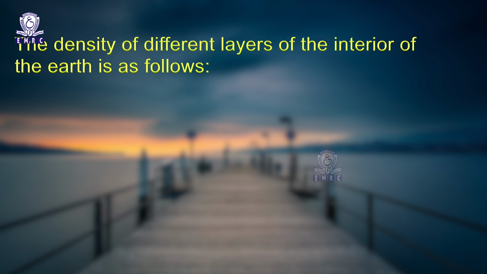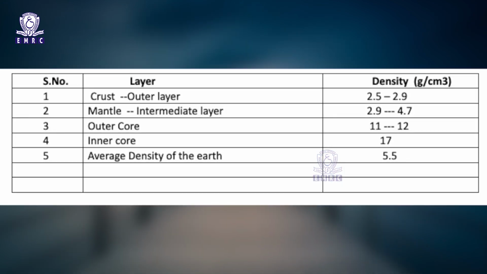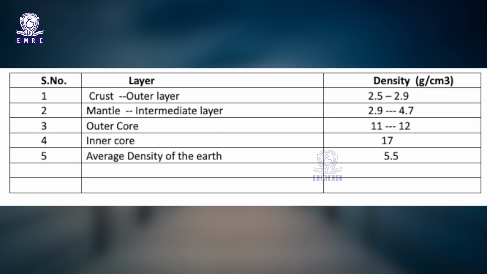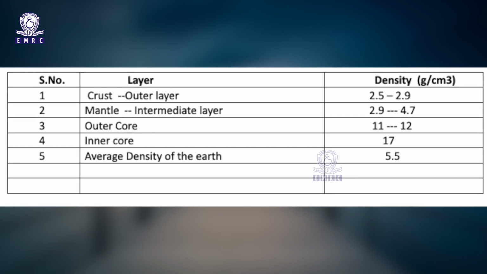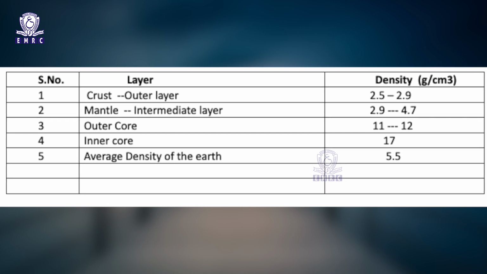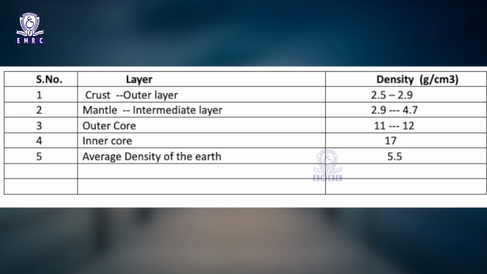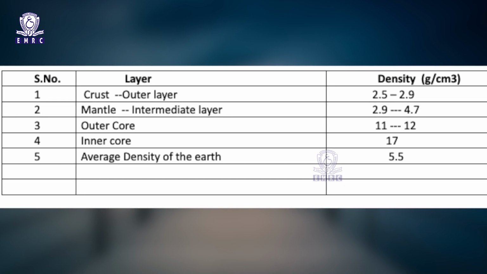The density of different layers of the interior of the earth is as follows. If you take the outermost layer, that is the crust, the density is 2.5 to 2.9. Mantle or the intermediate layer has a density of 2.9 to 4.7. The outer core has a density of 11 to 12. The inner core has a density of 17. The average density of the earth is 5.5.